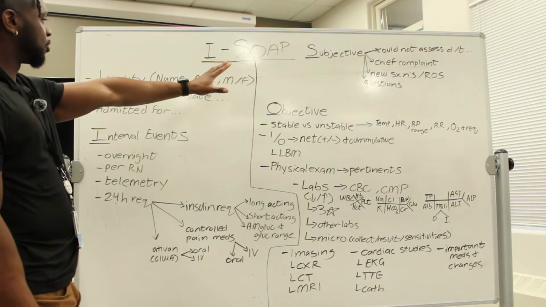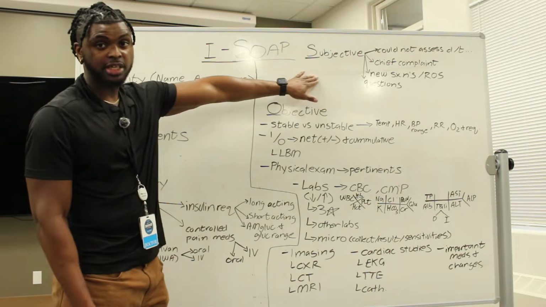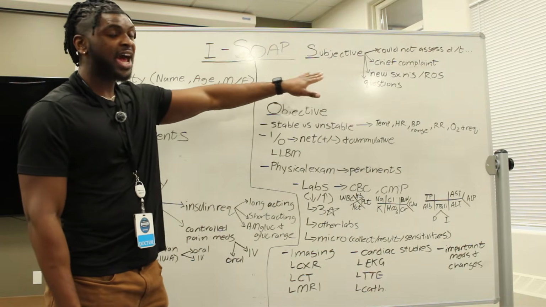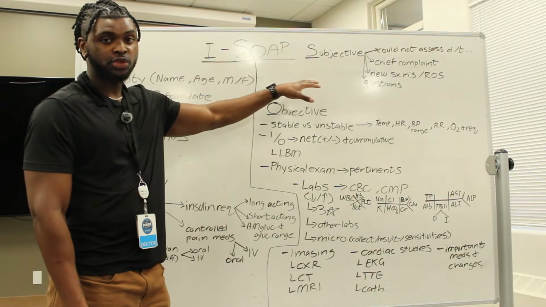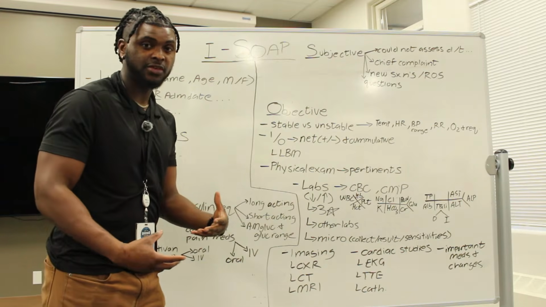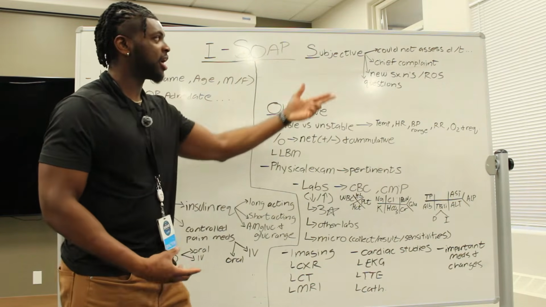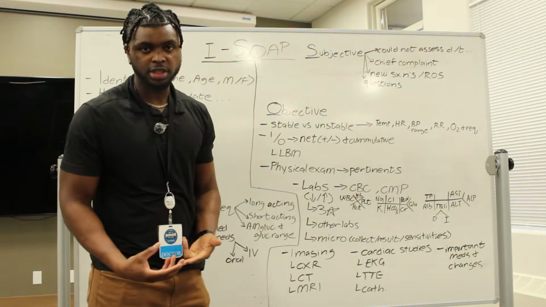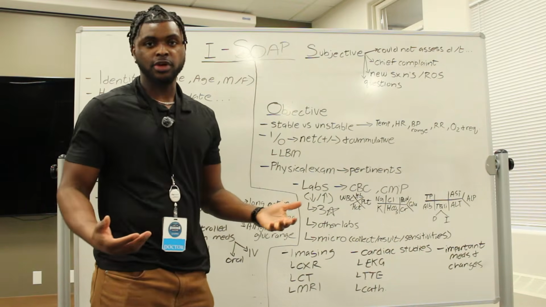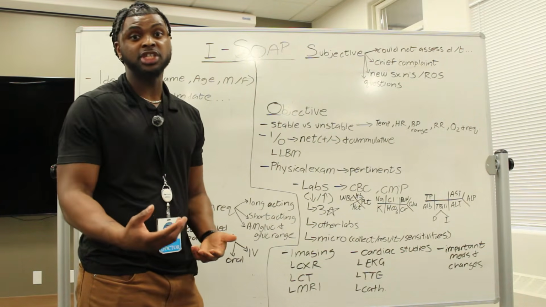Next, after interval events, we're going to talk about the subjective. This should be pretty brief. What I do is that, one, if you're not able to talk to the patient or get information out of them, always say why. So patient was intubated, patient was altered, patient was asleep, whatever. You should be mentioning why you can't get a subjective out of the patient.